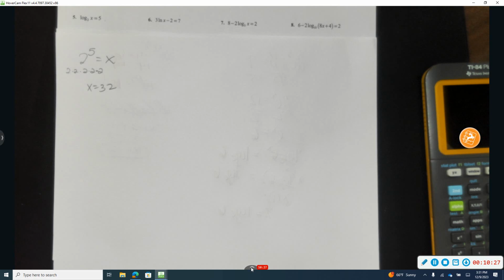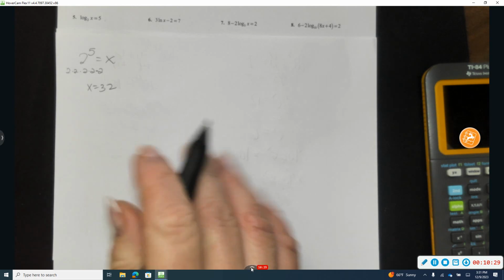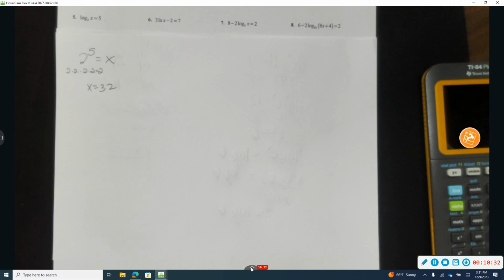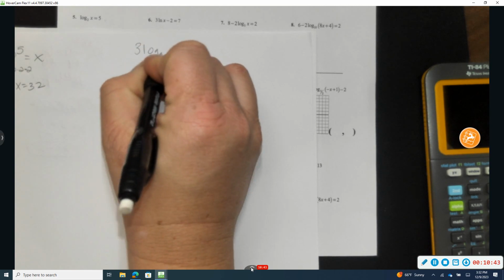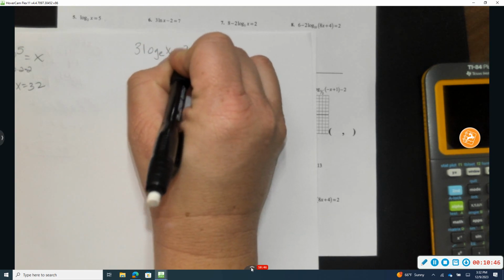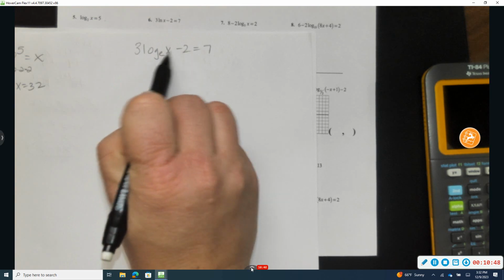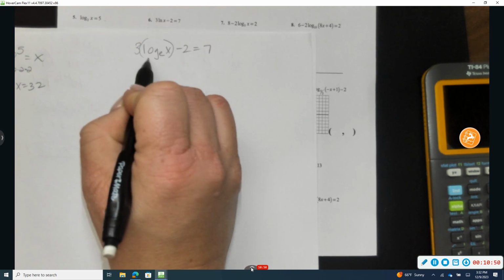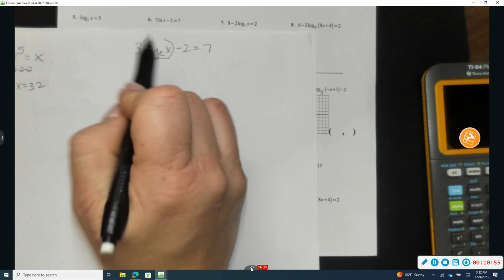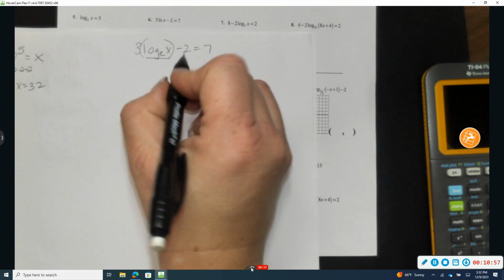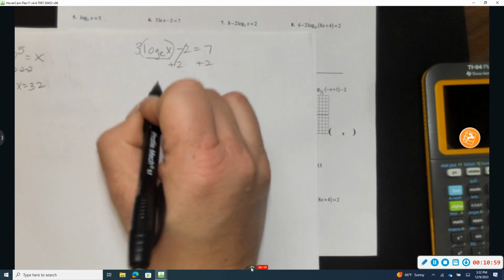Let's take a look right now at number 6. Okay, number 6, we have 3 log base e of x minus 2 equals 7. Notice there's no parentheses. When there's not parentheses, this is one section. So let's try to get that one section by itself. And when I want to isolate this, I did have to do PEMDAS backwards. So first I start by adding 2 to both sides.